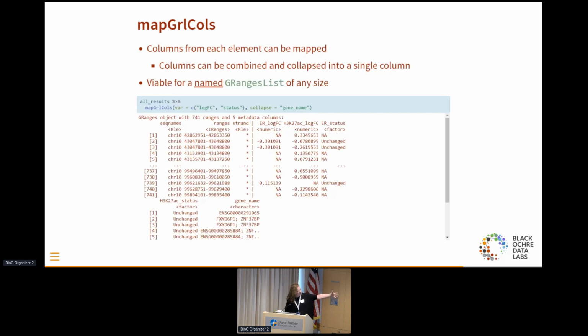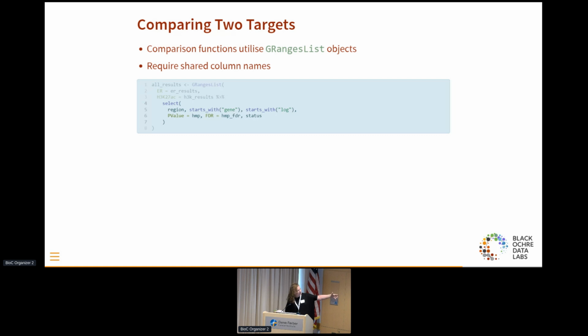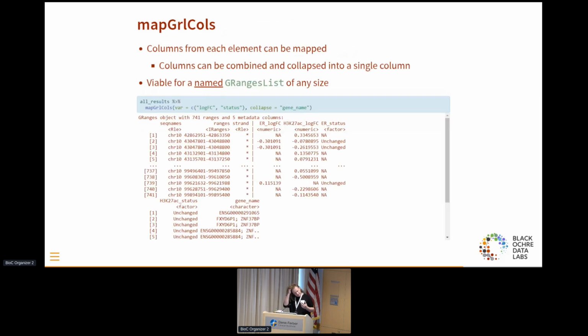So here's all results. Oh, no, I didn't show you all results. I should have. Anyway, it's basically a GRangesList. They've both got the same column names. And when you do mapGRLcols, you can do this with a GRangesList of any size. Basically, I'm saying now map the log FC column and the status columns and collapse the genes where they're the same. And so you can see here the first range was only found in the histone data, wasn't found in the estrogen receptor data, and it was unchanged. But then the next range, we had values for both, and we know what genes they're mapped to.